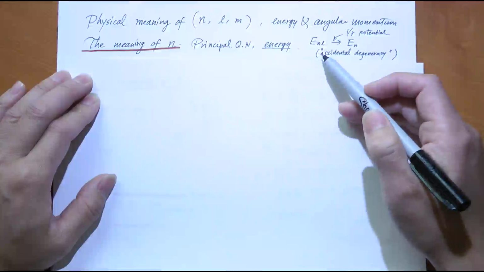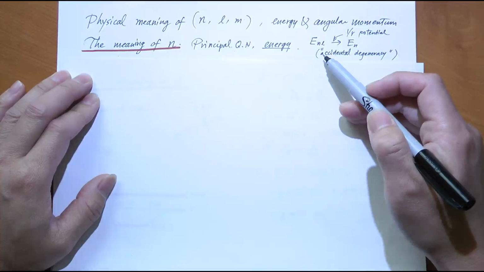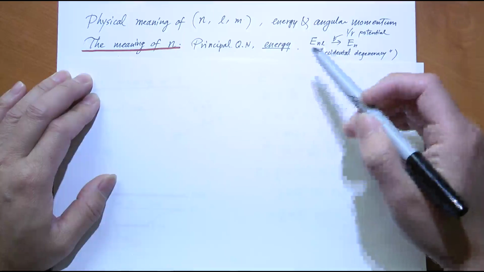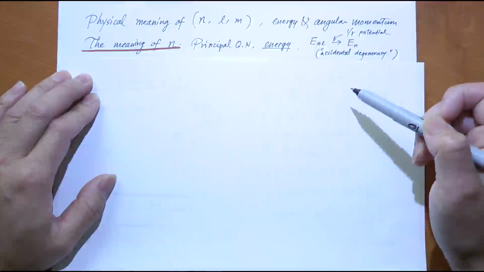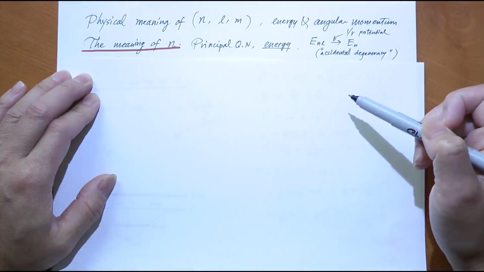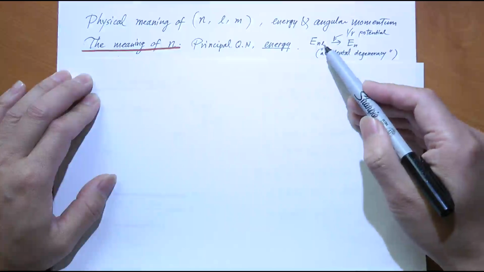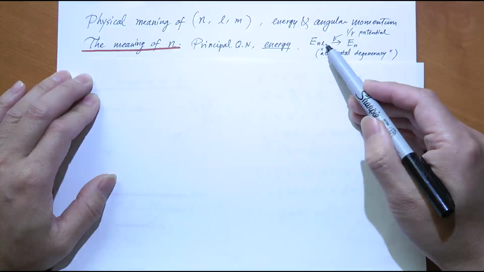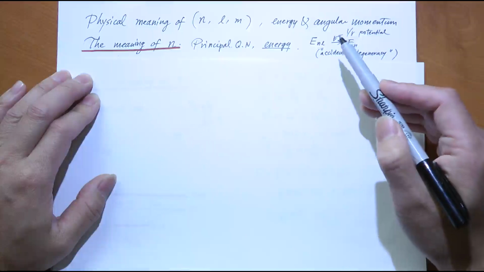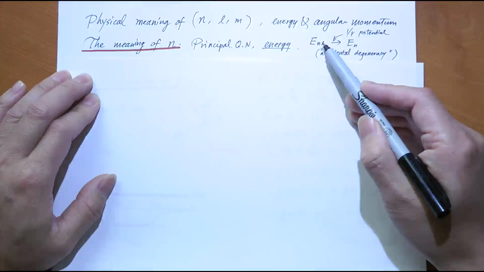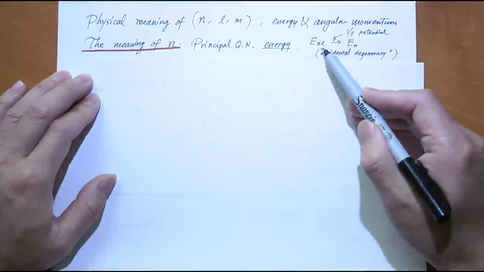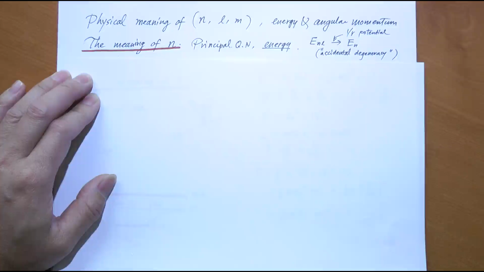Now, I must point out, however, that in the most general case of centrally symmetrical potential, n is not the only quantum number which determines energy. Another number that also helps determine energy is L, the second quantum number. And the fact that for the Coulomb potential, all L values belonging to the same n value will lead to the same energy is what's called accidental degeneracy.